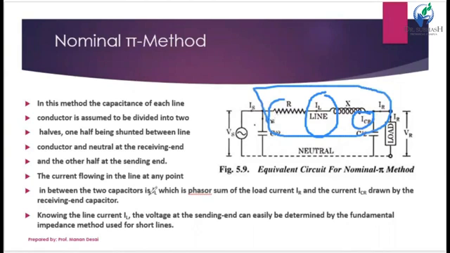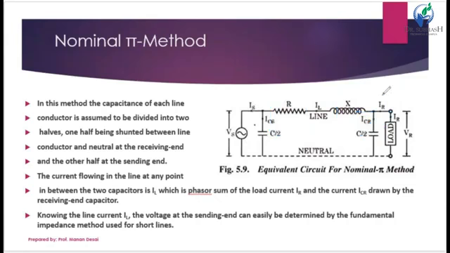This method is also used in a short transmission line. So this is the nominal pi method, and it is an equivalent circuit of a medium transmission line. This impedance Z is equal to R plus jX. These capacitances are divided into two halves, and ICR is the current drawn by the half capacitance. This is IS, the sending end current. This is the receiving end current. The potential differences shown here are the receiving end voltage and the sending end voltage.